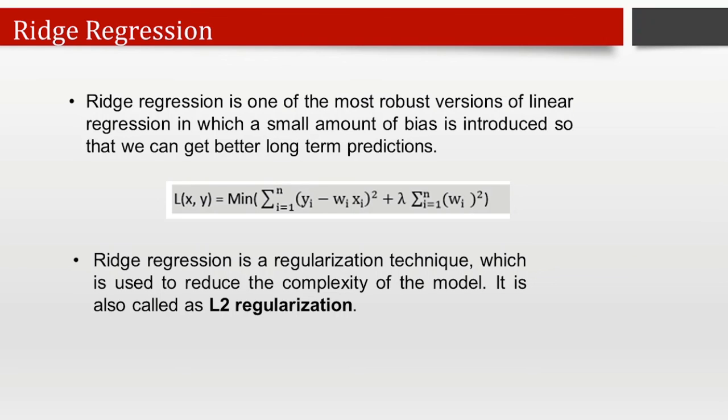A linear or polynomial regression will fail if there is high collinearity between the independent variables. To solve such problems, ridge regression can be used. It is a regularization technique which is used to reduce the complexity of the model. It is also called L2 regularization. It also helps to solve the problems if we have more parameters than samples.